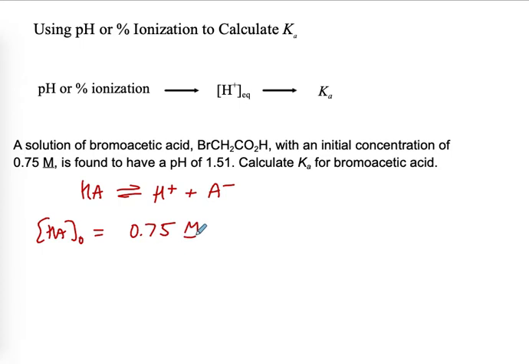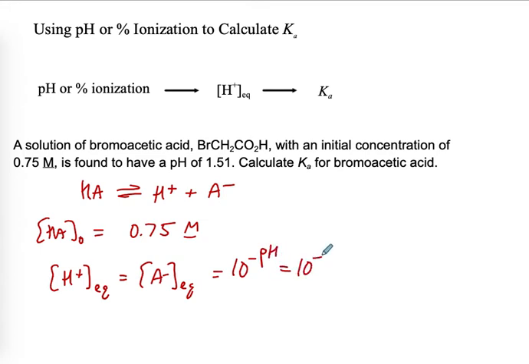Since I am given the pH, I can calculate the equilibrium concentration of both the hydrogen ion and of the conjugate base. So, the equilibrium concentration of hydrogen ion, which is equal to the equilibrium concentration of the conjugate base, because they're formed in a 1-to-1 mole ratio, is 10 to the negative pH, or 10 to the negative 1.51, or 0.031 moles per liter.